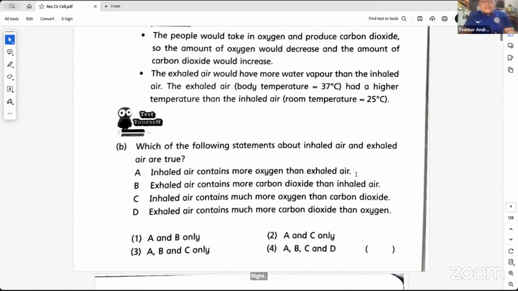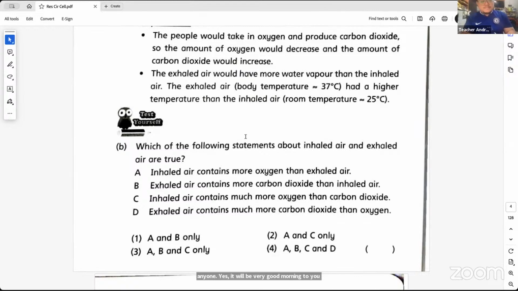Now, let's do a question together. Any volunteers for this question? Which of the following statements about inhaled and exhaled air are true? Is it A, inhaled air contains more oxygen than exhaled air? Is it B, exhaled air contains more carbon dioxide than inhaled air? Or C, inhaled air contains much more oxygen than carbon dioxide? Or D, exhaled air contains much more carbon dioxide than oxygen? You can choose anyone. Yes, Ruby, a very good morning to you.